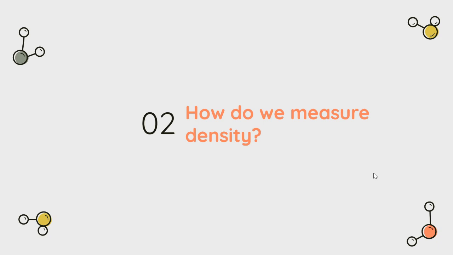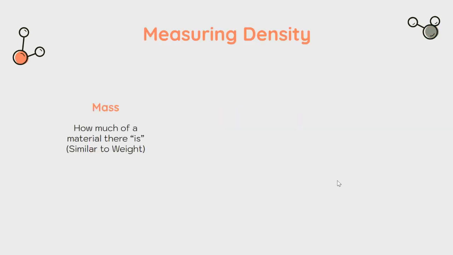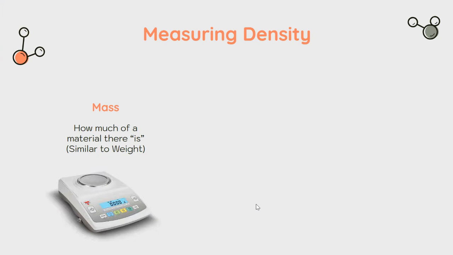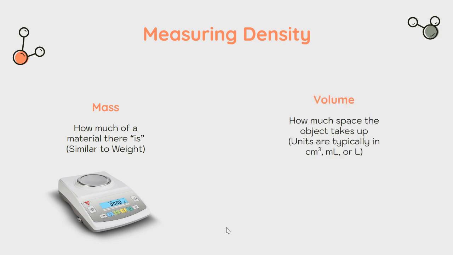So how do we actually measure density? Well, it's pretty simple. The first thing to measure is mass, it's similar to weight. So just like we might step on a scale or use a scale in the kitchen, for mass, we're going to use a balance to measure it. We'll talk about that a little bit more on the next slide. Volume is a little bit different. Again, it's how much space that object takes up. We have a couple of different units we're going to be dealing with here, centimeters cubed, milliliters, or liters, and we'll talk more about this later, but know that centimeters cubed are the same thing as milliliters. If we have 1 centimeter cubed, we have 1 milliliter.